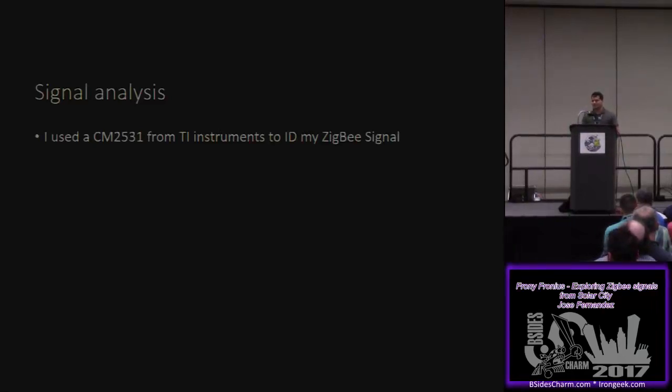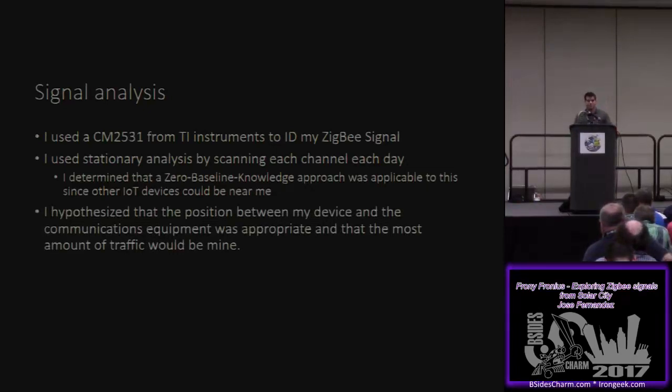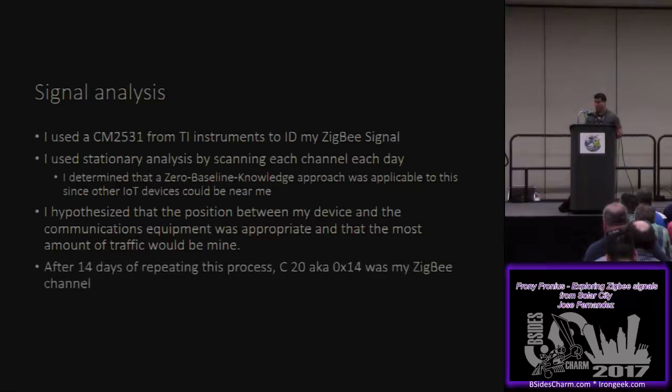Nah. I started doing signal analysis, so I purchased this very small USB dongle from Texas Instruments. It's a CM2531. I think it cost a little bit less than $50, and it's specifically built to help analysts and researchers find Zigbee communications. I use stationary analysis to identify the communication between the devices. And I determined that there were going to be other IoT things talking also. So I came up with the hypothesis that if I remain at a stationary position and just look at the different channels over long periods, I'll be able to determine which is my device just by the amount of data it's transmitting.